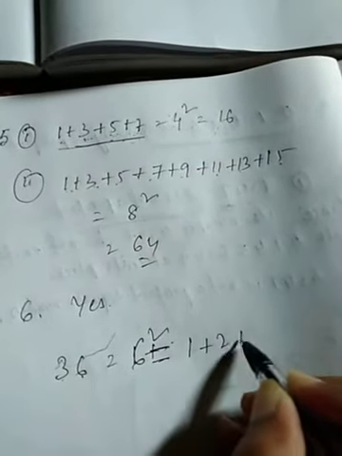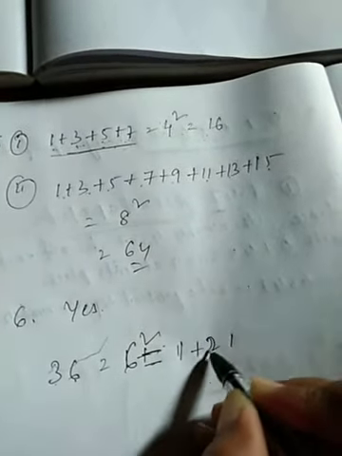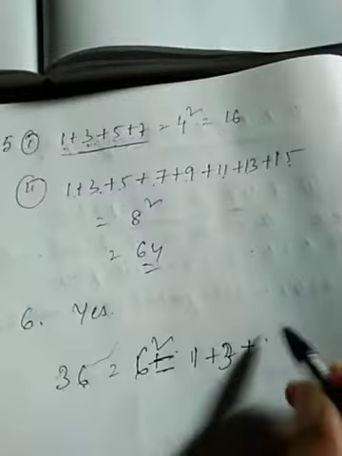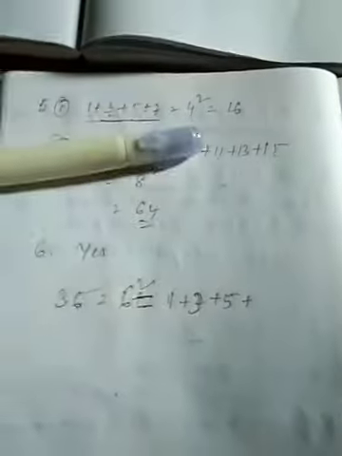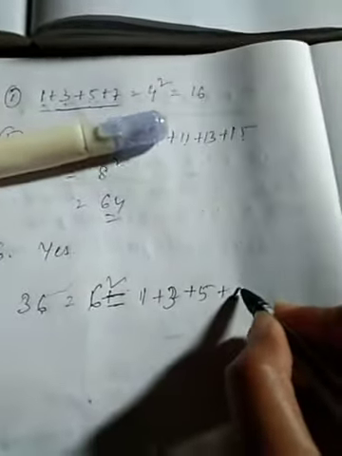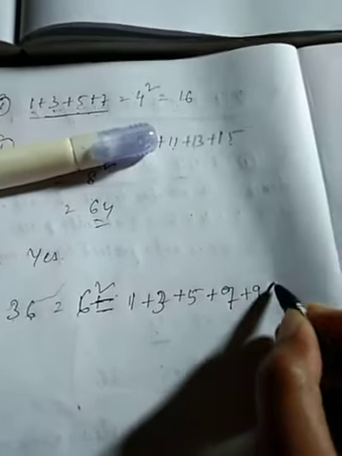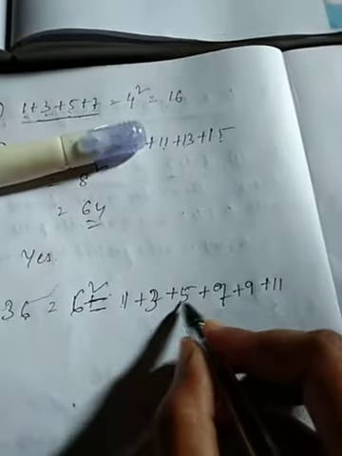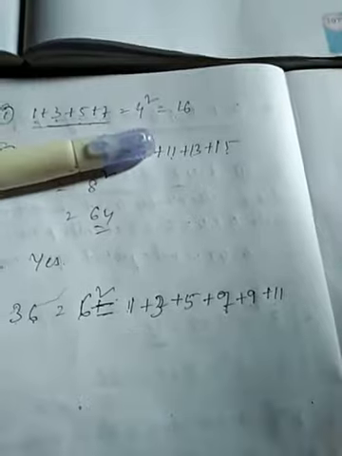1 plus 3 plus, the next number is 5. 5 is an odd number. The next odd number is 7, 7 plus 9 plus 11. So 1, 2, 3, 4, 5, 6. 6 numbers we get.